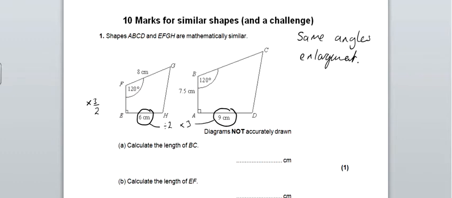So, calculate the length of BC. So, where's BC? Well, BC is this line here. And you can see it corresponds to this line here on the smaller shape. So that's what we're going to use. We're going to take 8 and we're going to divide it by 2, which gets us to 4, and then we're going to times it by 3, which gets us to 12. So that's 12 centimeters.